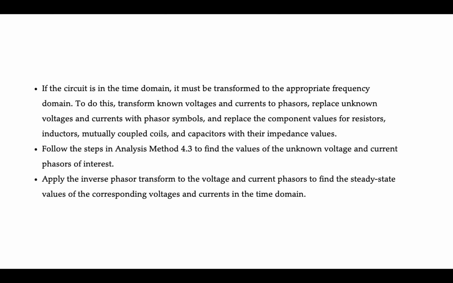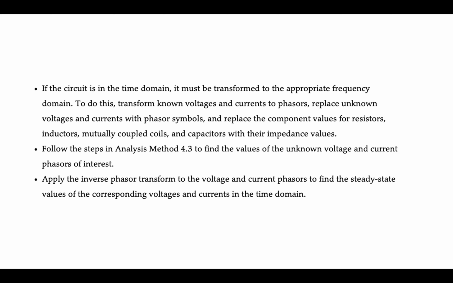So the steps are, as we've seen in a couple of examples already, we want to transform all known and unknown voltages and currents to phasors, either known phase and magnitude or unknown phase and magnitude. We'll replace the component values for resistors, inductors, and capacitors with their impedance values, and you can ignore mutually coupled coils. That's a Circuits 2 thing.